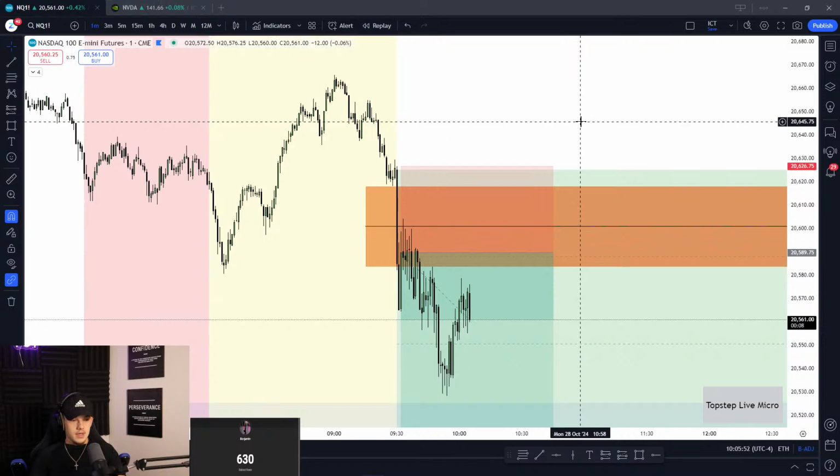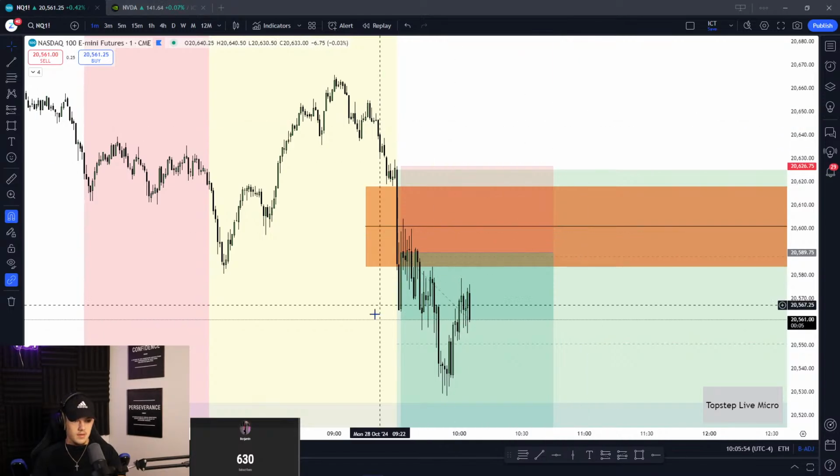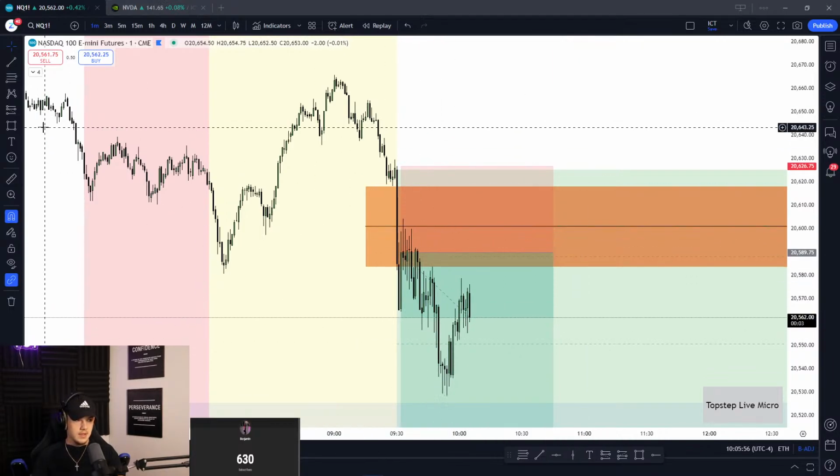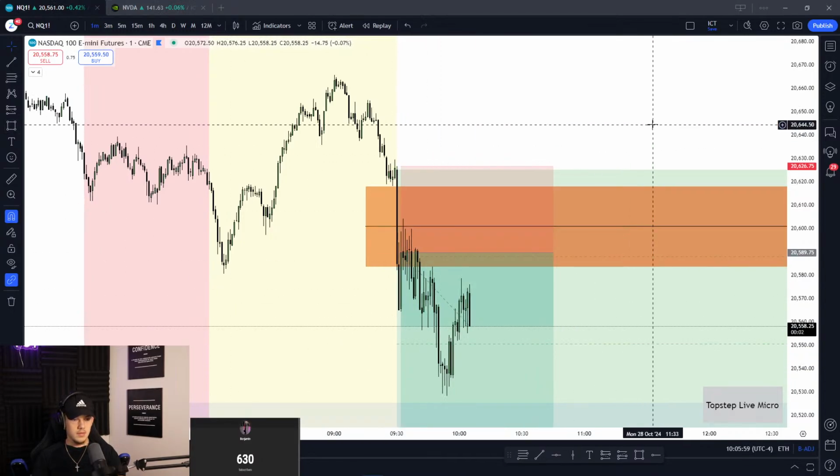So it looks like we have some bearish price action here. I want to see that inversion disrespected though, which it most likely will. It's very small.